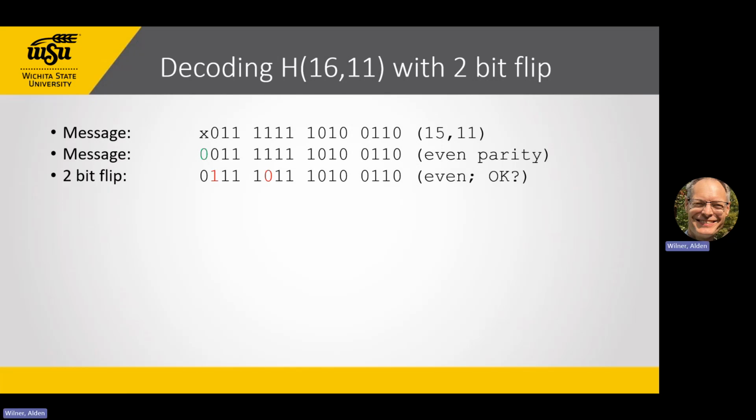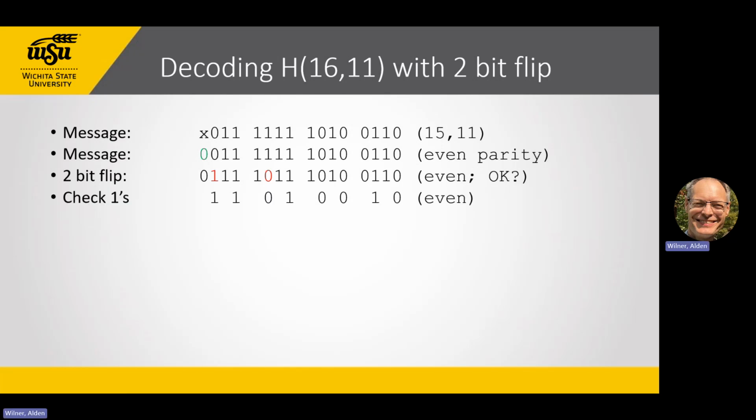But if we have 2 bits flipped, can we figure out what to do with it? Can we recognize that there are 2 bits flipped? Hamming distance is now 4. We should be able to detect that 2 bits are flipped. We can't necessarily correct them, but we can tell that there's a problem.